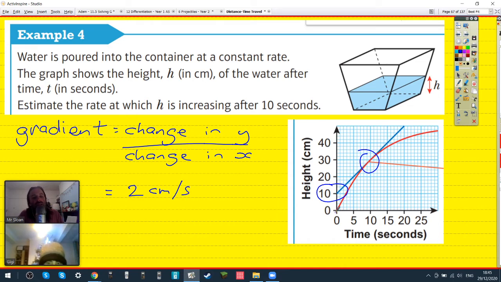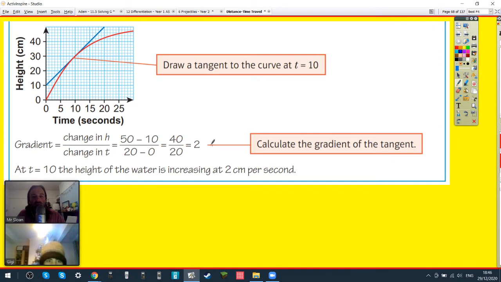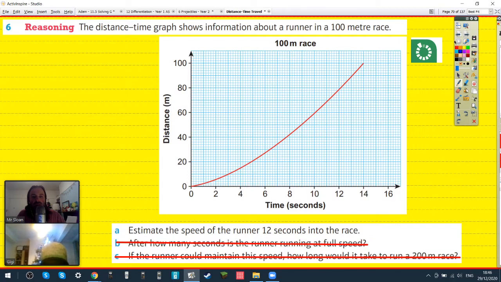Maybe in the beginning, its rate was 3. Maybe at the end, its rate is like 10 or 5 or something. But at that moment, if that's the 10-second point, if you had a vase that was just a perfect cuboid, straight like that, then it would be 2 centimeters per second for the entire thing. In this case, it's always changing, so you just draw a tangent at a point, 2 centimeters per second. Okay.